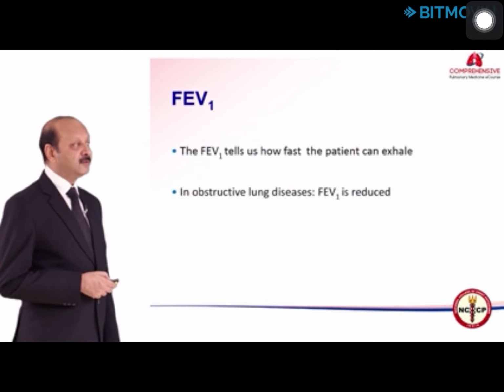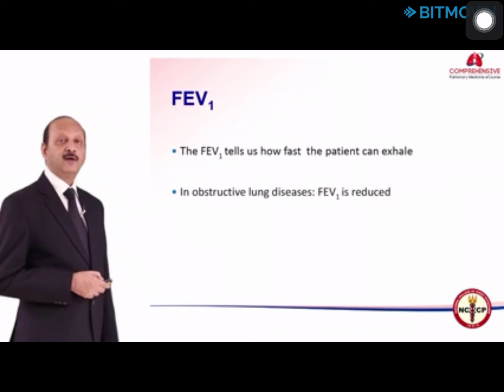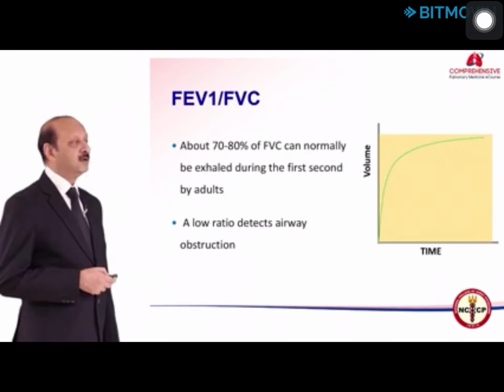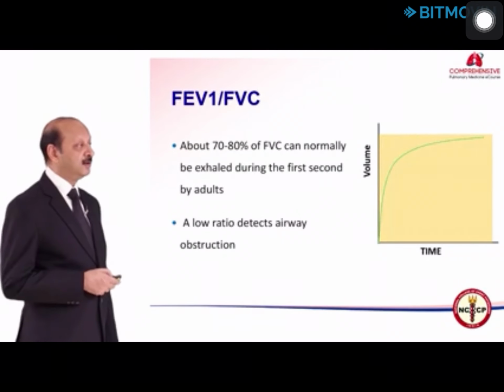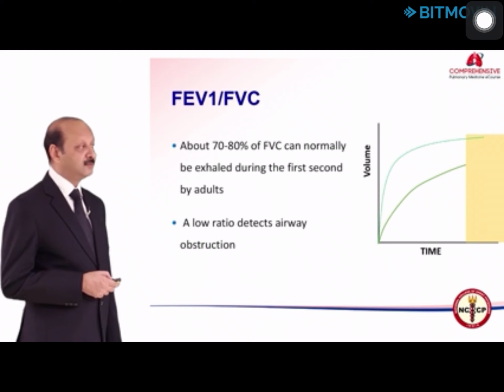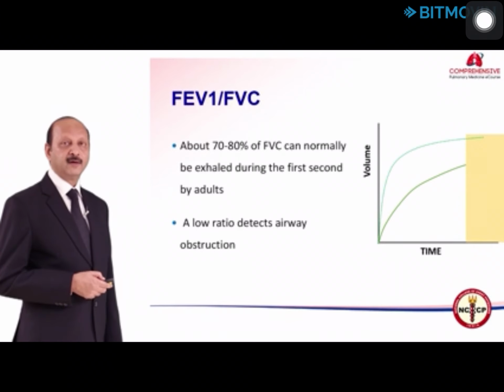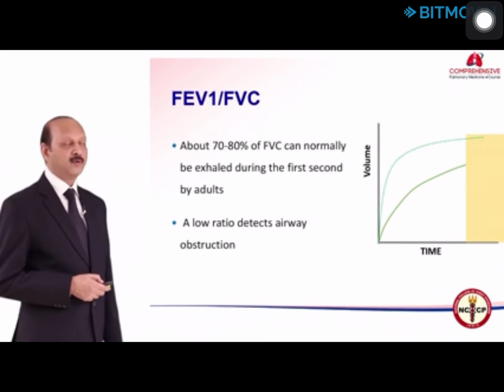So FEV1 tells us how fast the patient can exhale, and in obstructive lung disease, the FEV1 will be reduced. Normally, around 70 to 80% of the FVC can be exhaled during the first second in adults. And if the ratio is low, that indicates airway obstruction. That means this person cannot exhale more than 70 to 80% in the first second. That indicates presence of obstruction.